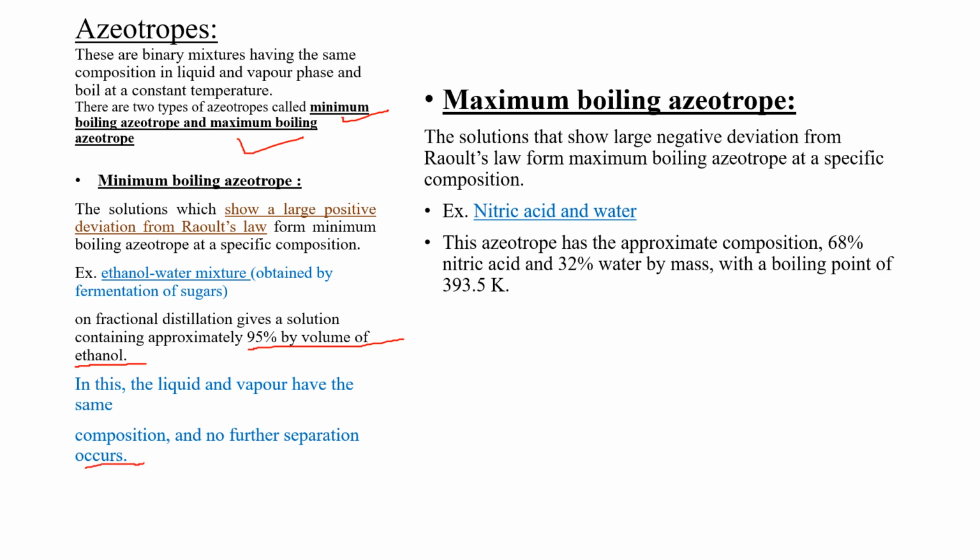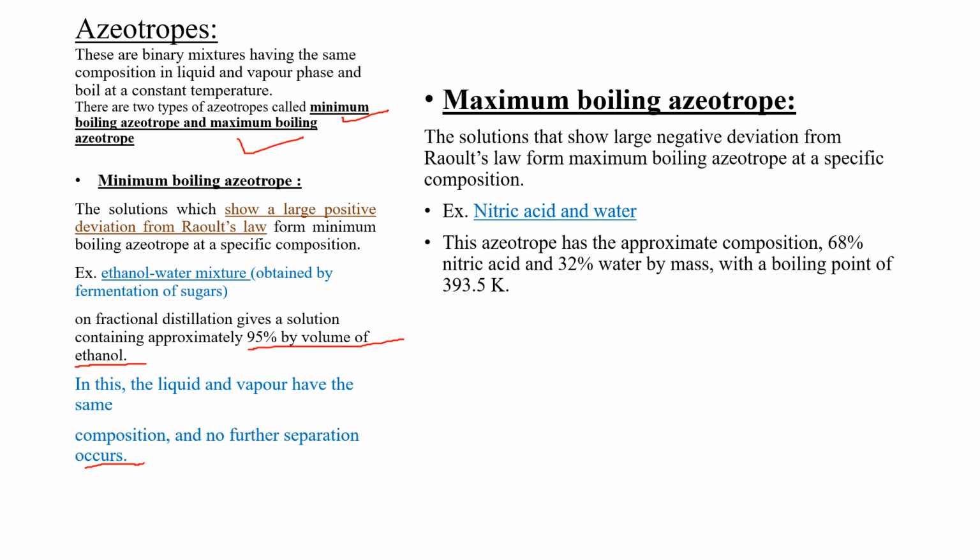It means the solutions which are formed by the mixing of two liquids in such a composition that the composition of liquid and vapor phase becomes equal, and they boil at the same temperature. Such mixtures are known as azeotropes. Minimum boiling azeotropes are those which show large positive deviation from Raoult's law. Example for this is ethanol and water mixture.